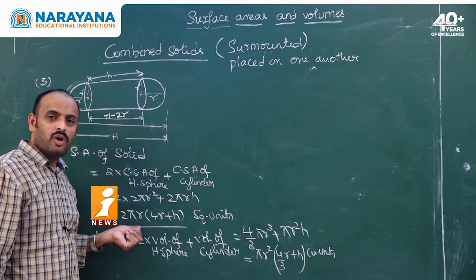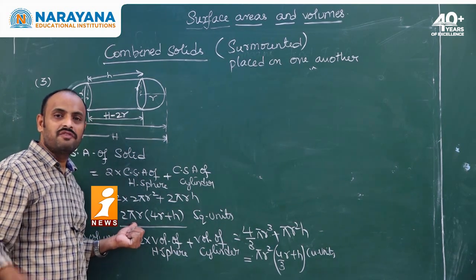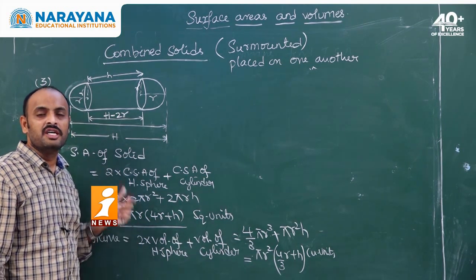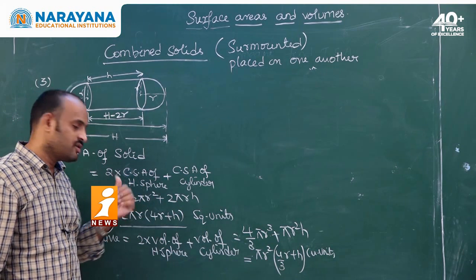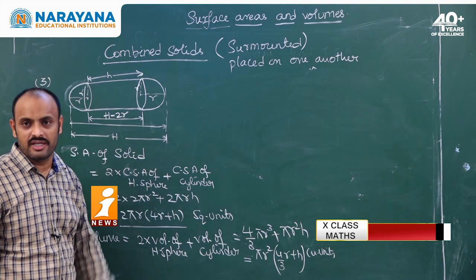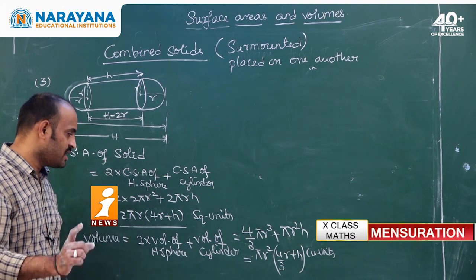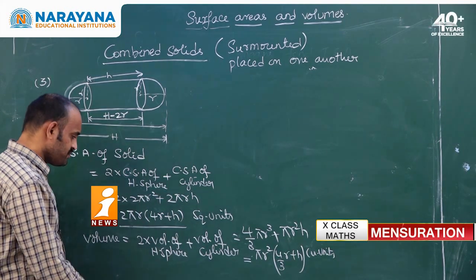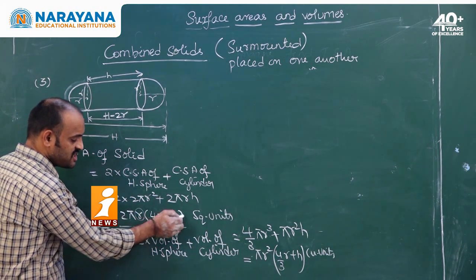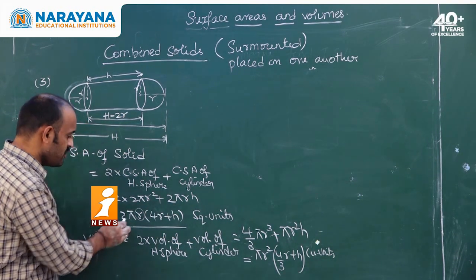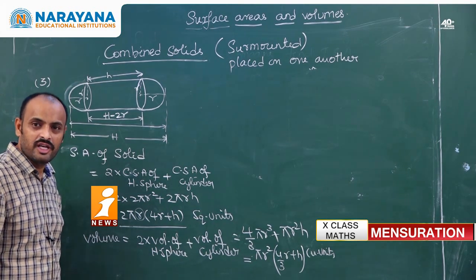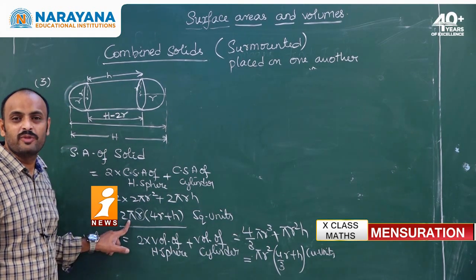And now, what has to be used in place of pi? If they mention to use pi as 22 by 7, use pi as 22 by 7. If they mention pi as 3.14, take pi as 3.14. If they did not mention anything, what is to be considered? In that case, I will suggest one thing. Here, 2 into pi into r into (4r plus h) is there, right? For example, the radius is some 14. Radius is 14. Then go for pi equal to 22 by 7.